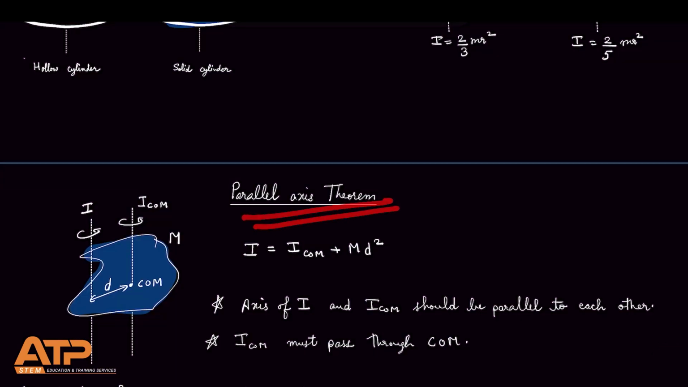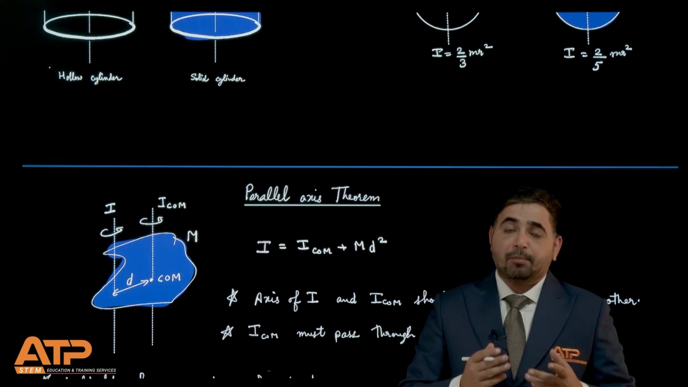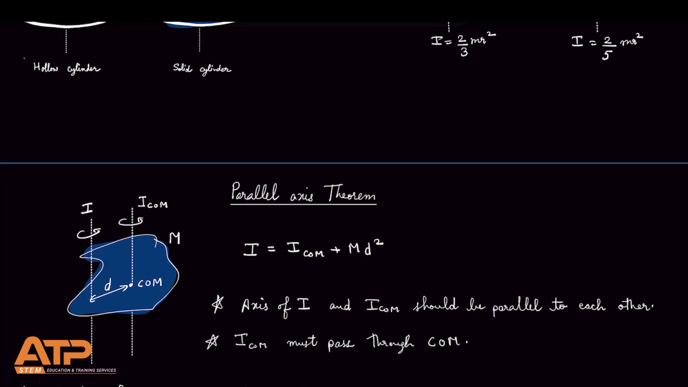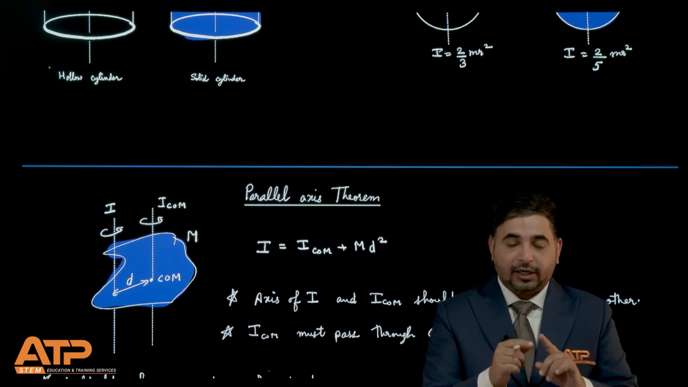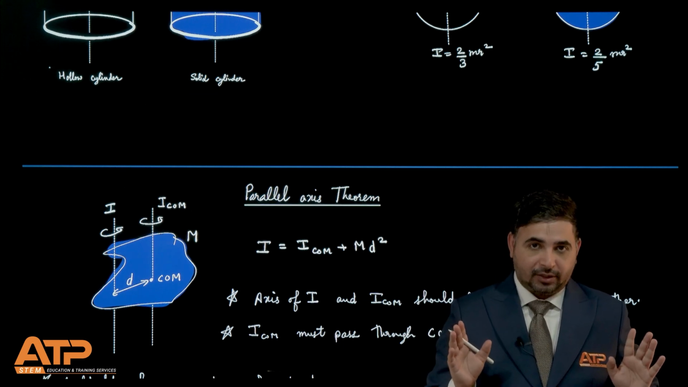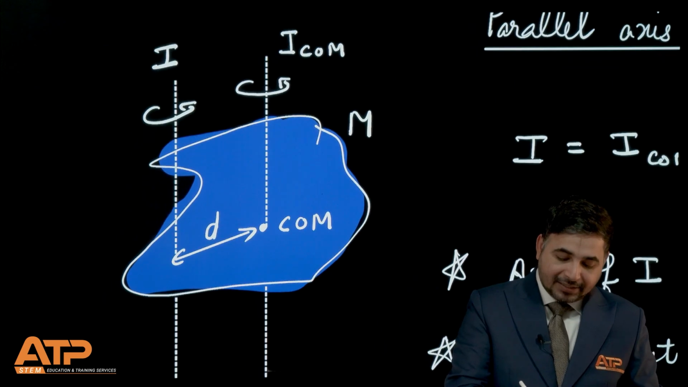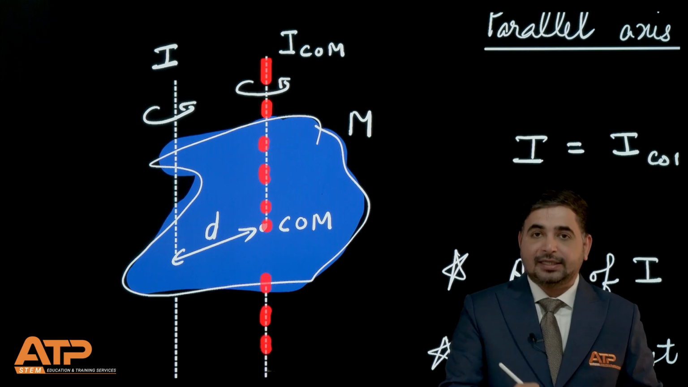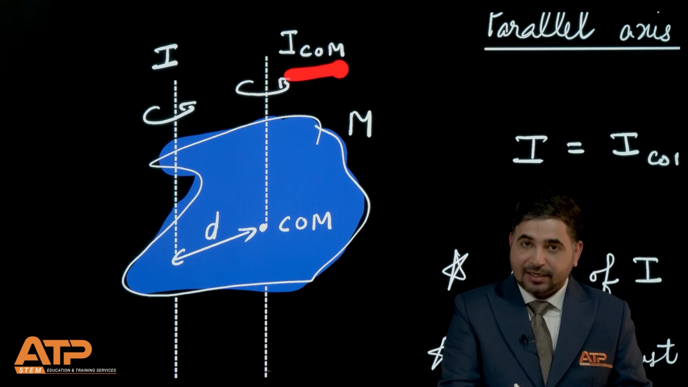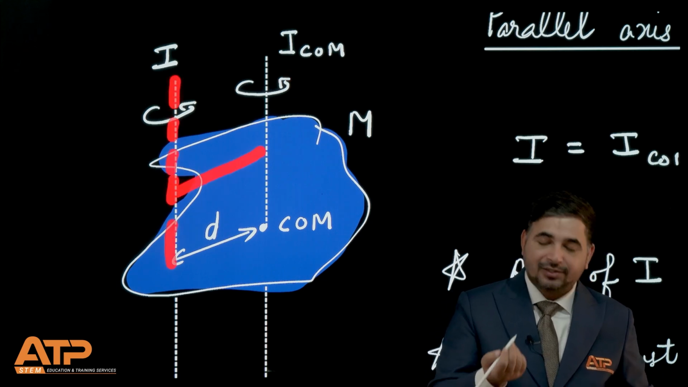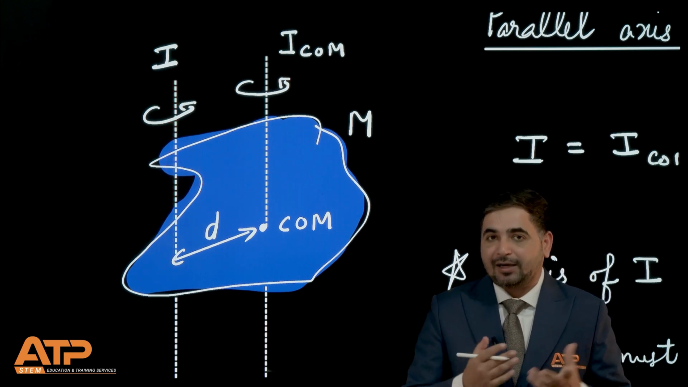First axis theorem that we have to learn is the parallel axis theorem. What is parallel axis theorem? Or more importantly, when can we apply it? This theorem can be applied across any type of object, 1D, 2D, 3D. You don't have to worry about that. But there is one condition though. The condition is one of the axes must pass through center of mass. That's why this is ICOM. And the other axis needs to be parallel to this first axis. That's why the name is parallel axis theorem.